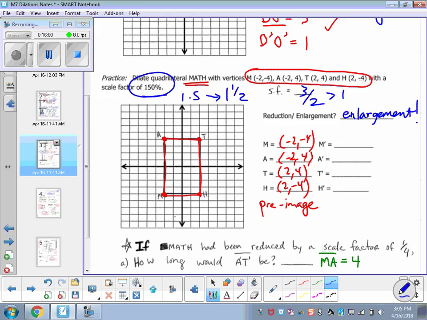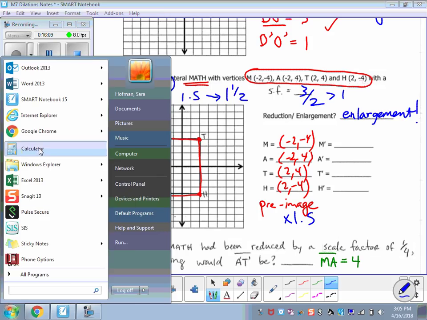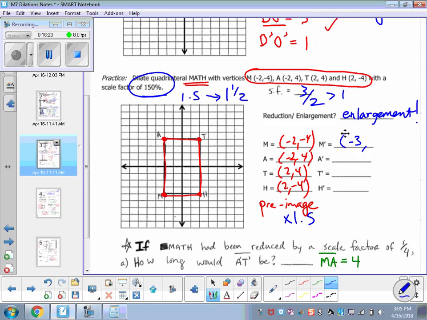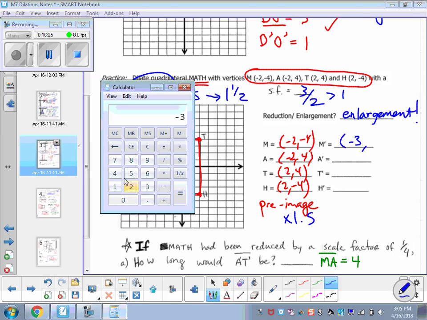And so all we have to do now is take each of these pre-image points and multiply them all by 1.5. Okay? So in your calculators, that 2, if we make it negative, and now multiply by 1.5, we're going to get a negative 3. Now let's take the negative 4, same thing, and multiply by 1.5, and we're going to get a negative 6.